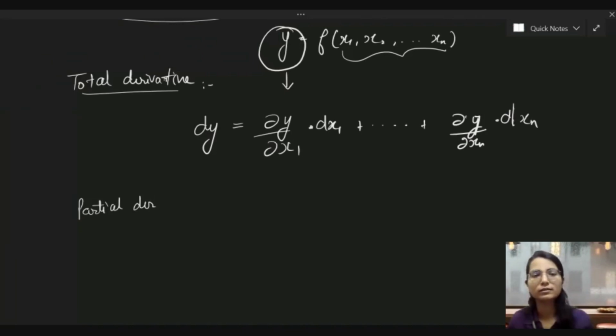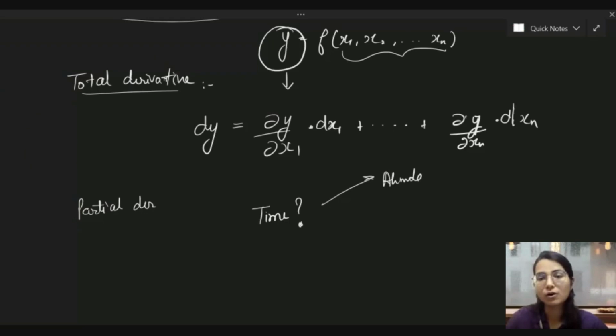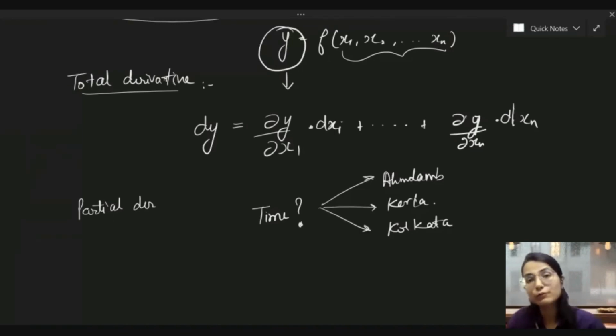So this is about taking the total derivative. For example, if I am sitting in my hometown Rohtak and I want to reach your place, how much time will I take to reach you? Maybe you would be sitting in Ahmedabad, or in Kerala, or in some city of West Bengal like Kolkata. So how much time will I take to reach your place? Now your answer will be, it depends, right?